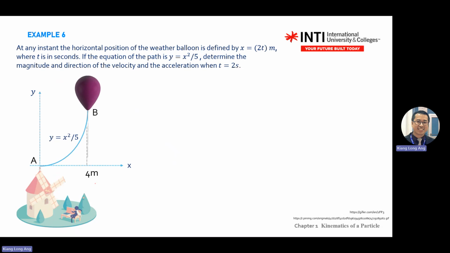So how do you solve this one? You have to see the question as a vector question, right? Not a normal physics question, it is a vector question. So you convert what you know into a vector question. So you have y equal to x squared divided by 5, and you have what else? You have x equal to 2t.